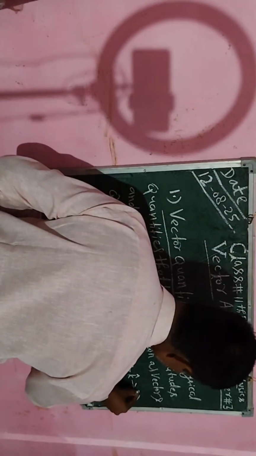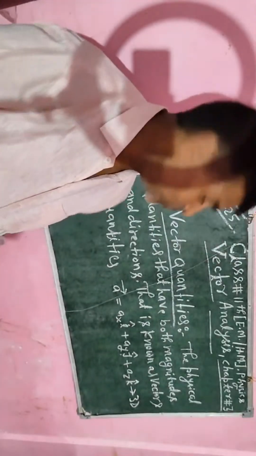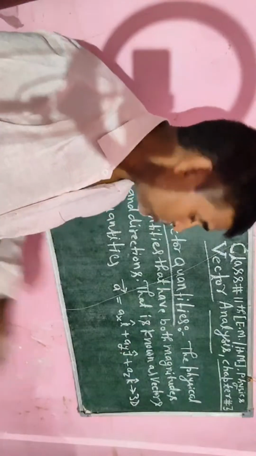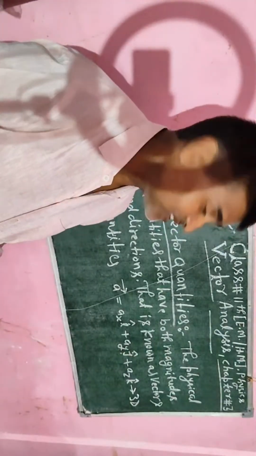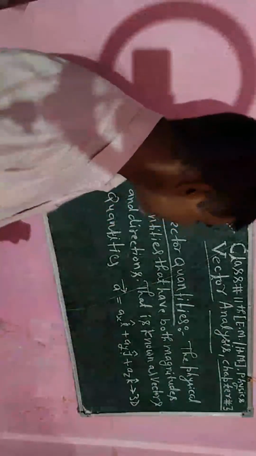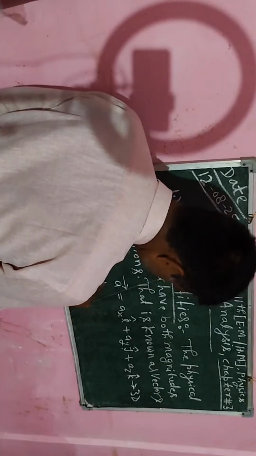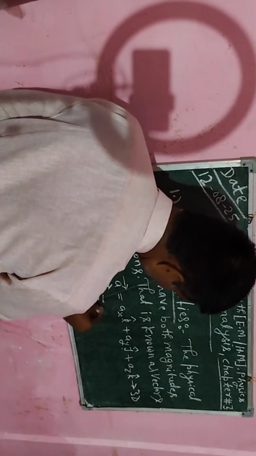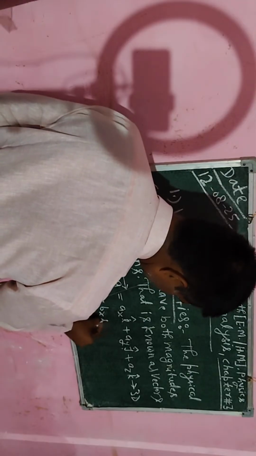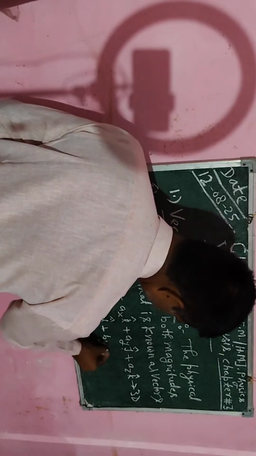If any vector has only a value along the x-axis and the y-axis, and the z-axis value is not available, we can also arrange it like this. If I take another vector, say B, its magnitude is bx i cap plus by j cap.